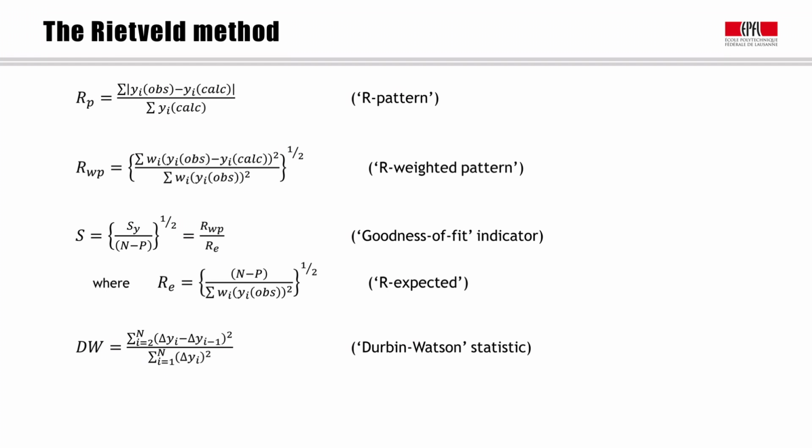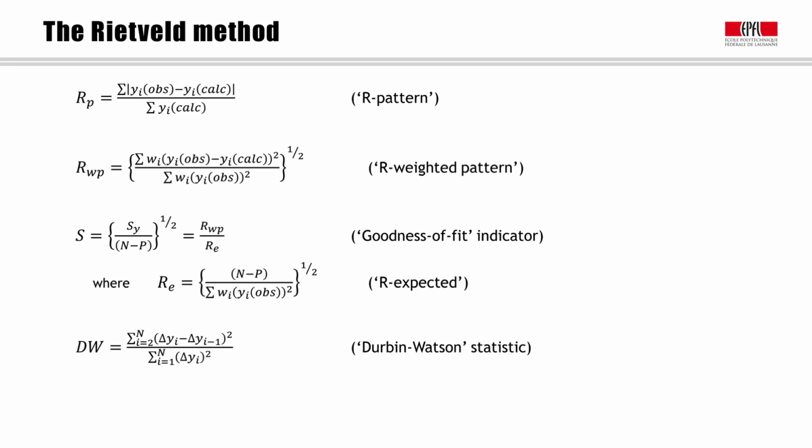To remove this dependence entirely, one can use the goodness of fit indicator that normalizes the weighted pattern residual by an expected residual. This expected residual is an index that is calculated for a best achievable data fit of the data. While the pattern residual and the weighted pattern residual should reduce as much as possible during the fitting, the goodness of fit indicator should obviously converge to a ratio of 1.